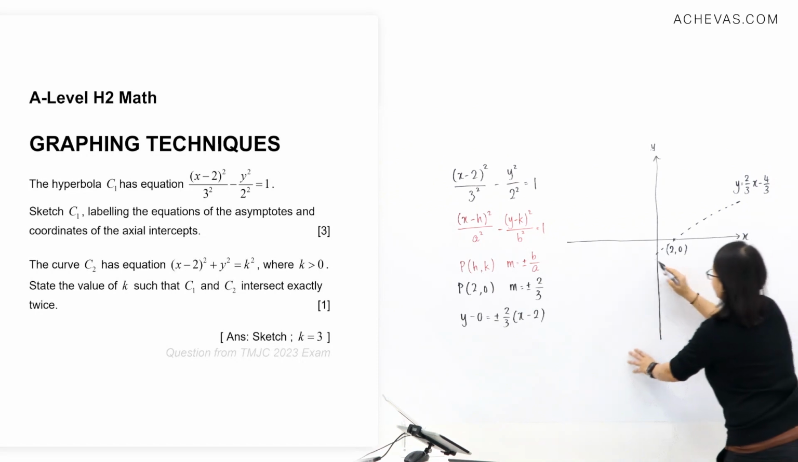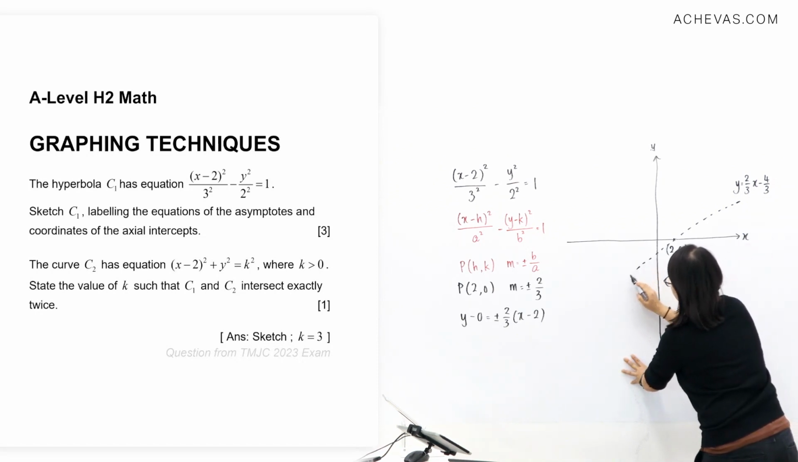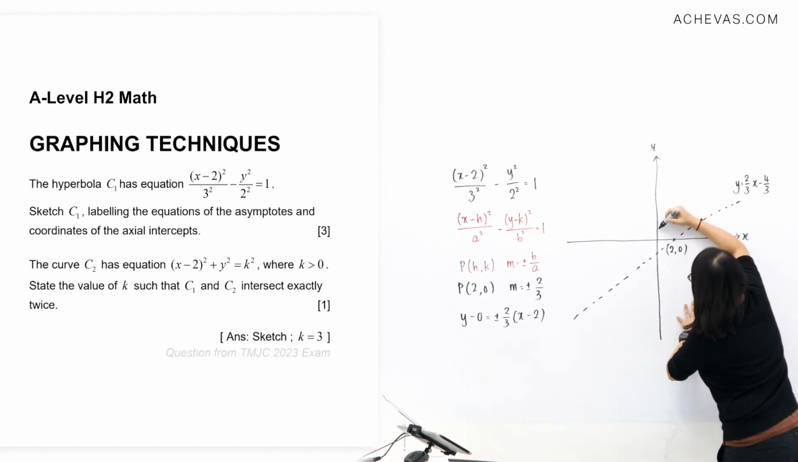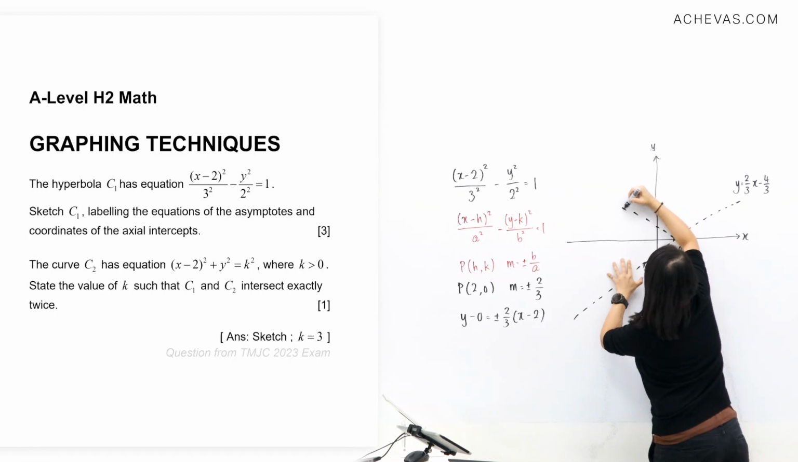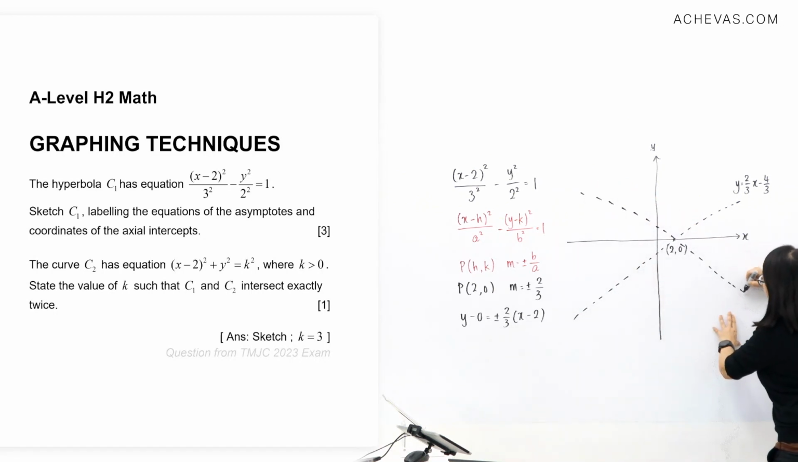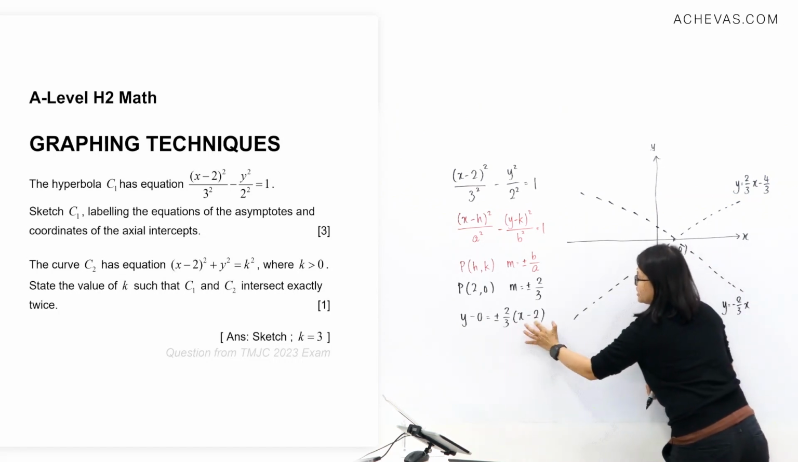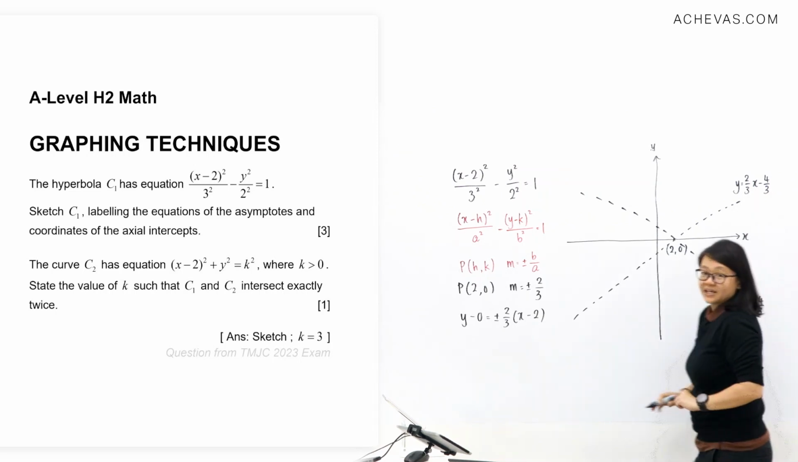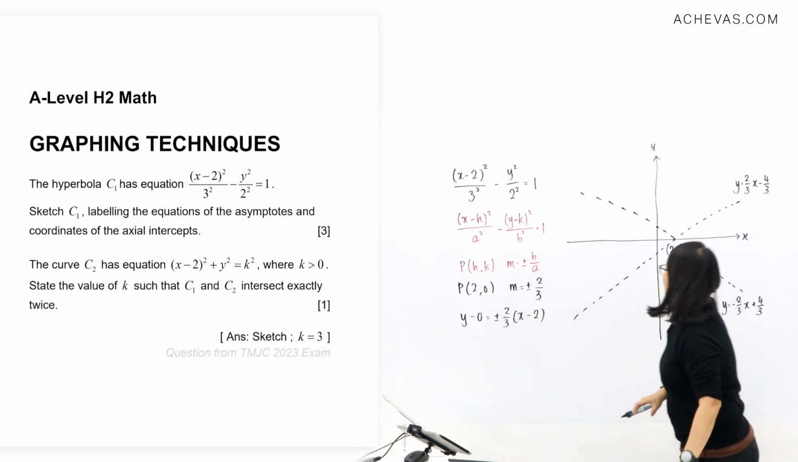And to draw the other one, let me just extend this first. To draw the other line with a negative 2 over 3 gradient, I'll be having this line here. And I'll be labeling this line as y equals negative 2 over 3 x. Multiplying this negative value in here, I'll be getting a positive 4 over 3. Now, the asymptote lines are out.